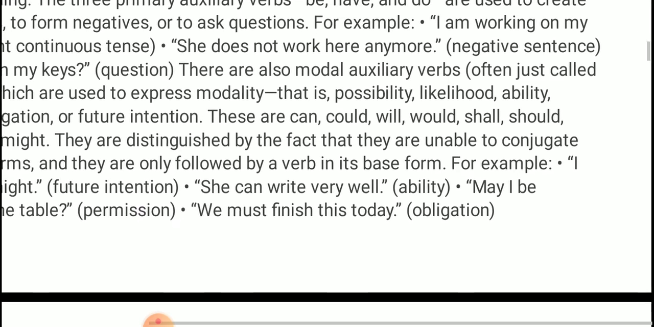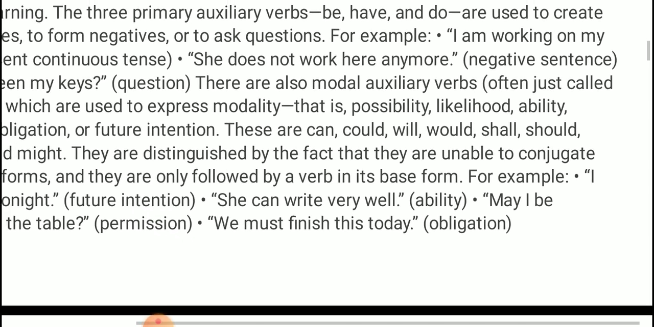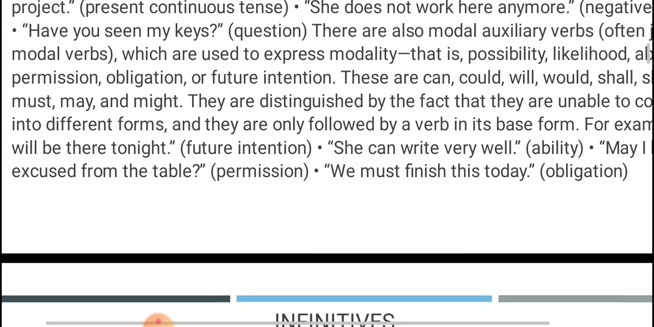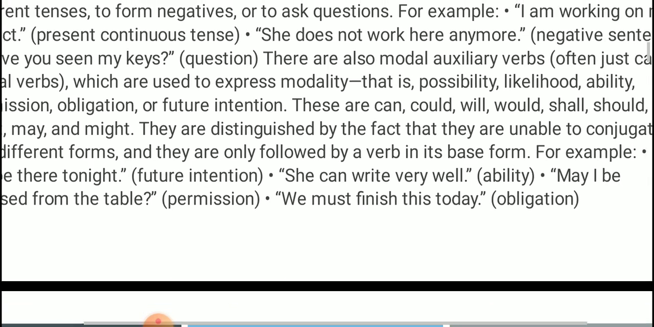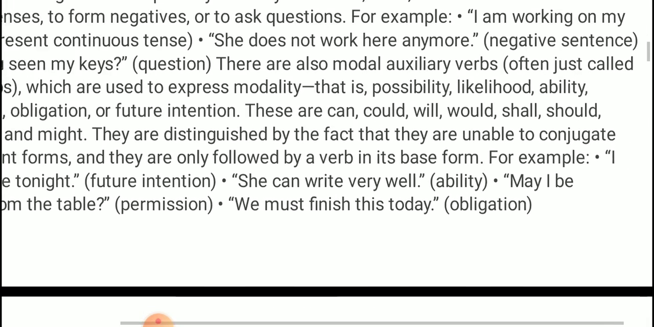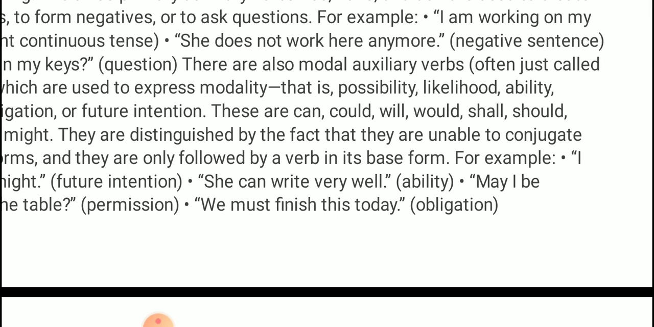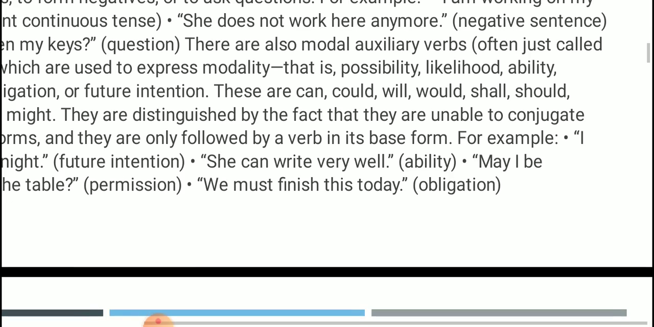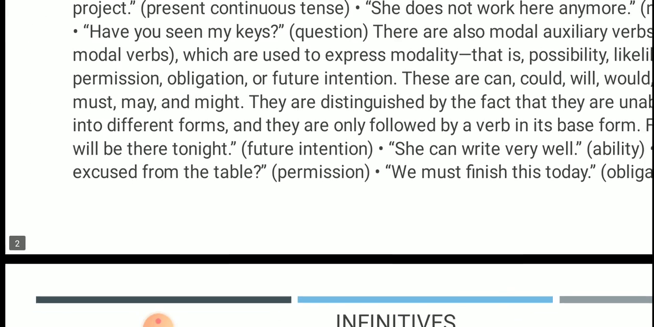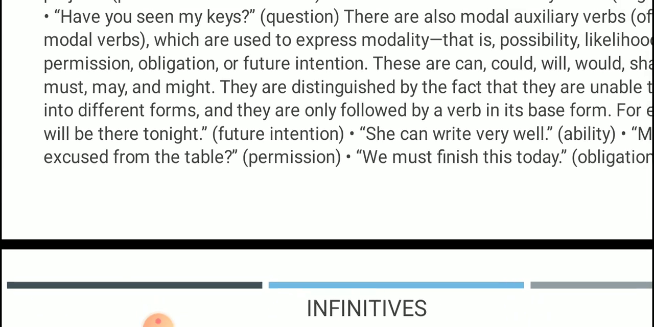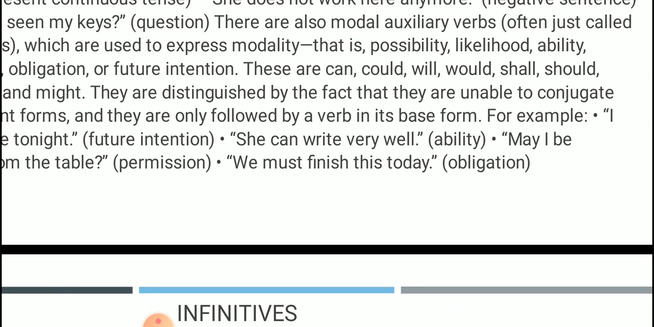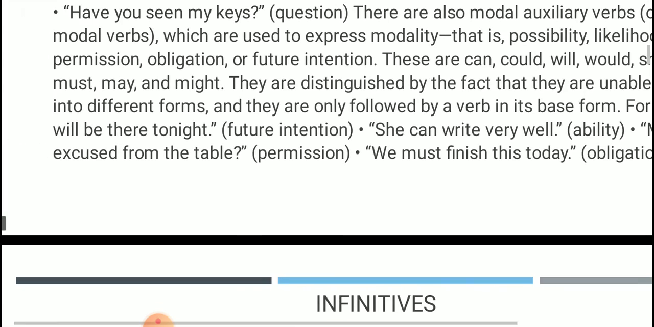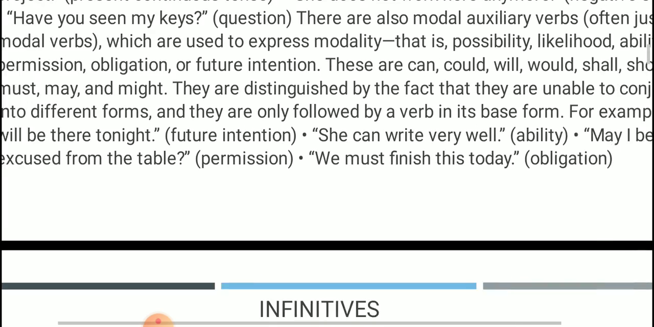There are also modal auxiliaries. These are also auxiliary verbs, just called modal verbs, which are used to express modality. Modality means that they give different aspects to the sentences. For example, they can express possibility, likelihood, ability, permission, obligation, or future intention. These are can, could, will, would, shall, should, must, may, and might.